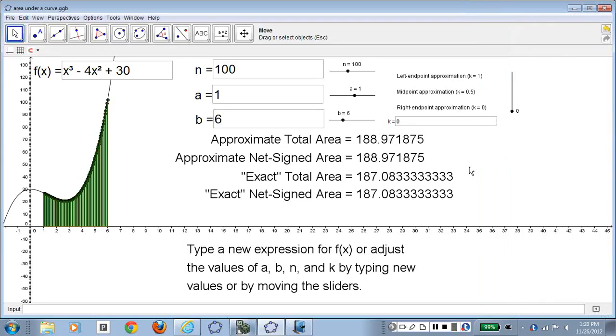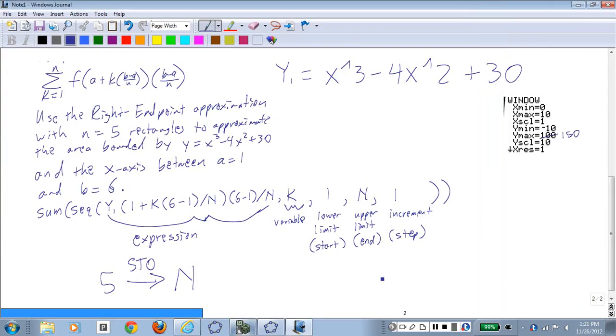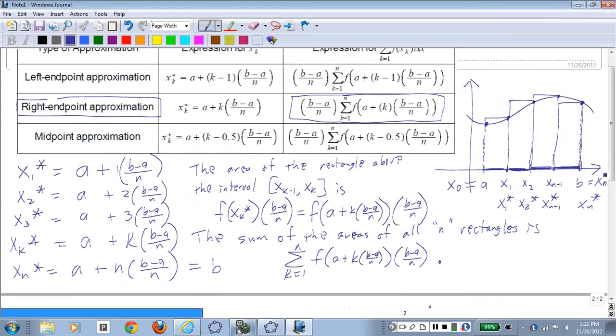All right. That's the right-hand endpoint approximation. Let's see if we can tweak this just a little bit to come up with the left endpoint approximation. Left endpoint approximation. What would change? Well, let's see. I'm going to go back up here and see if I can select a little bit of this. Maybe a lot of it. Maybe all of it.